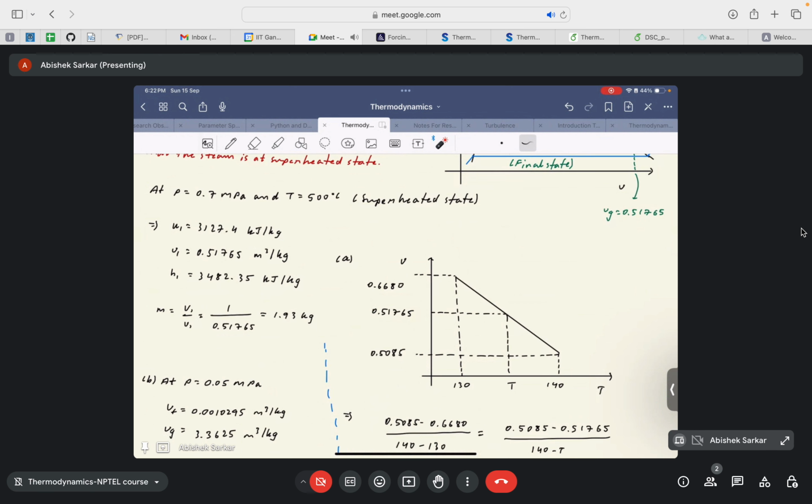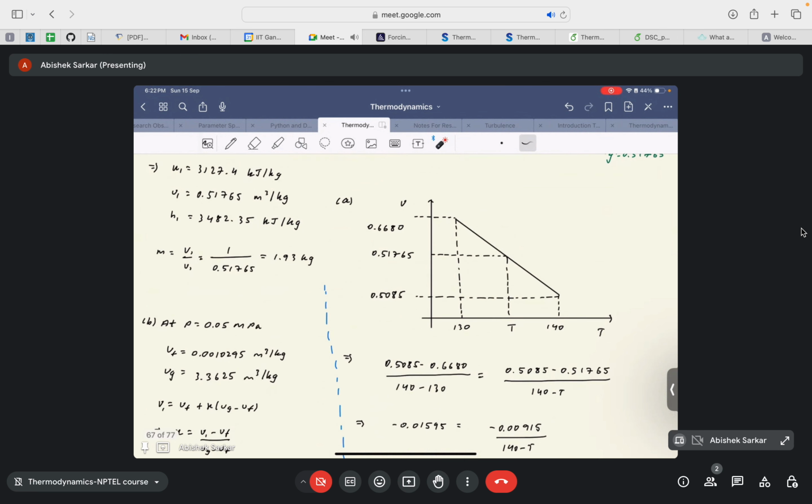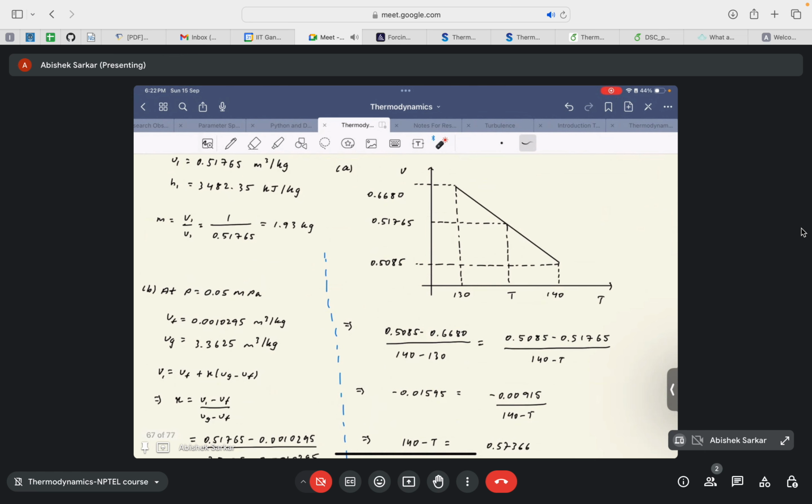Okay, so the value of the corresponding saturation temperature for the given specific volume lies between these two specific volumes of 0.5085 and 0.6680. So understandably I need to do linear interpolation in this case. I find that for T equal to 130 degrees Celsius, the corresponding specific volume is 0.6680 meter cube per kg. Then for saturation temperature 140 degrees Celsius, the corresponding specific volume is 0.5085. Okay, and so our specific volume lies within these two values.